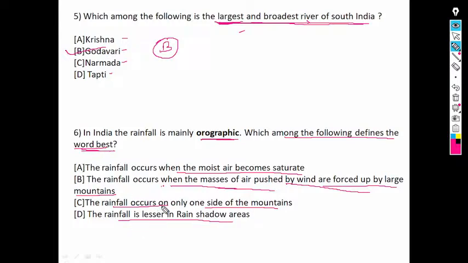Then your answer is: rainfall occurs when the masses of air pushed by wind are pushed up by large mountains. Answer is B, for mountain. The main rainfall in India is orographic in nature.